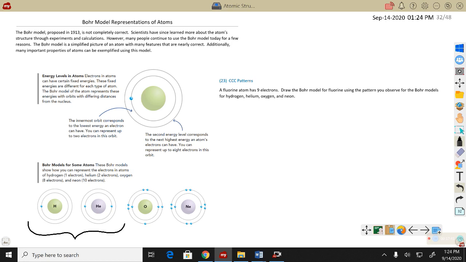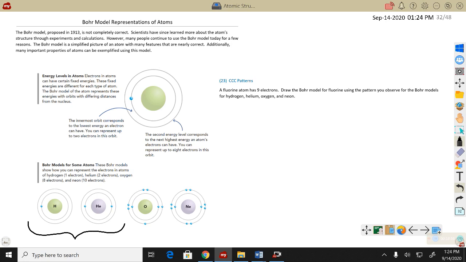The Bohr model is not all bad. It helps us just to have a nice, simple model of the atom. We know how many electrons. We know what energy levels are, like what distances they are from the nucleus. Is this an electron that's close to the nucleus, or is it far from the nucleus?